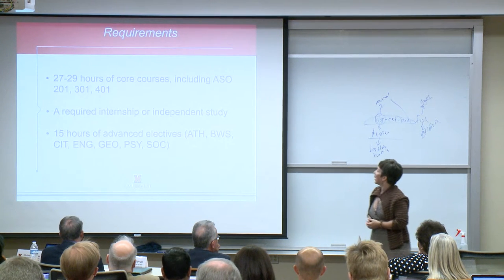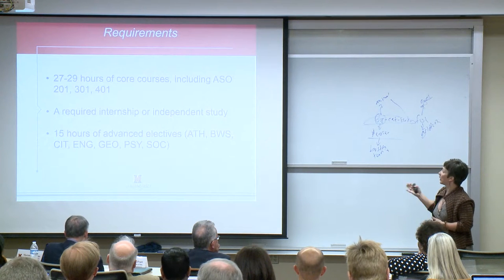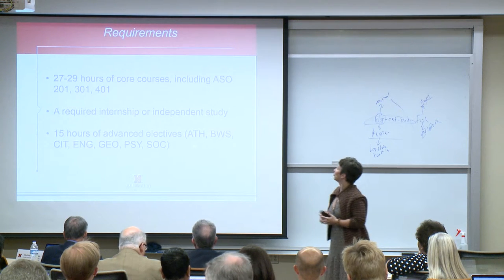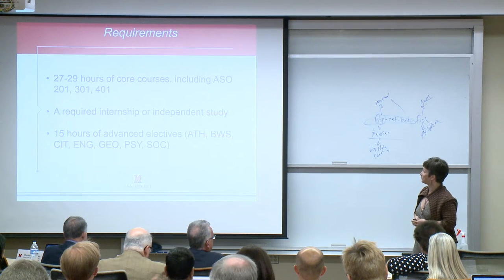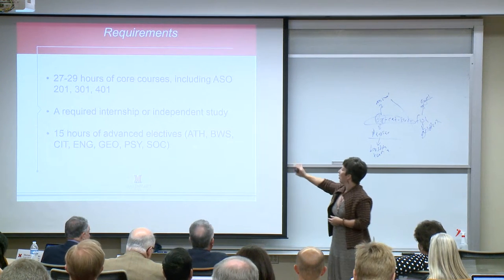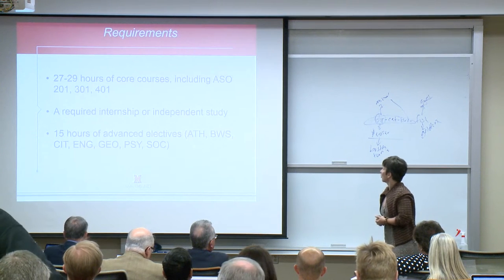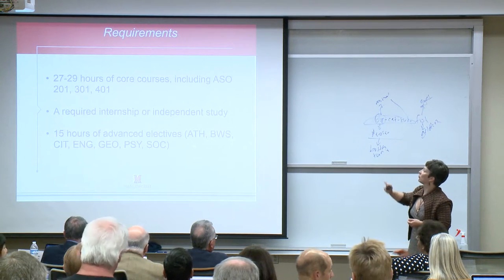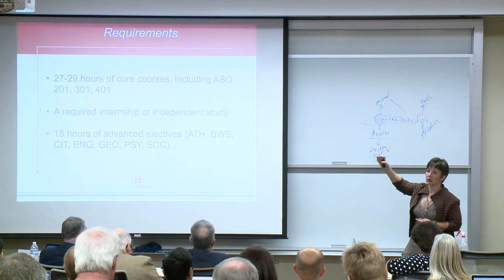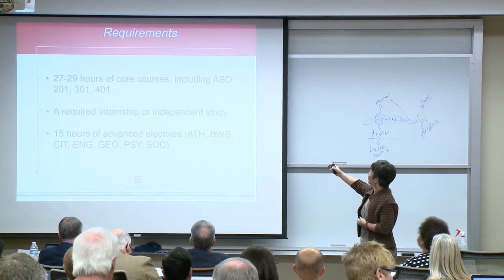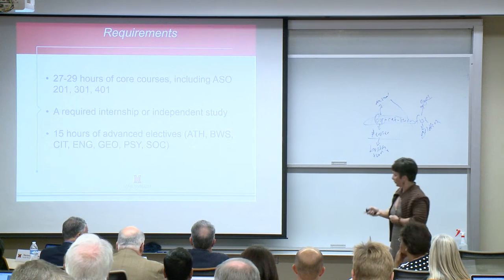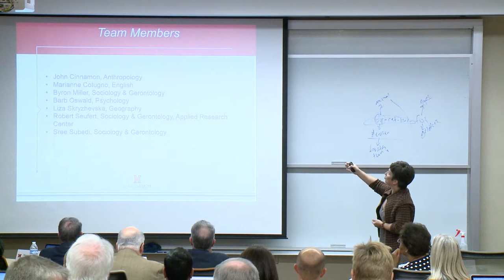They also have 15 hours of advanced electives: anthropology, Black World Studies, CIT, which is a department that we have over the regionals, English, geography, psychology, and sociology. One of the goals of 201, 301, and 401 is to help students think about how these electives work together in a coherent unit. I'll also mention that the courses we would be offering for this degree are courses that we are already offering. With the exception of a couple of anthropology courses, these are courses in which we're already enrolling students.